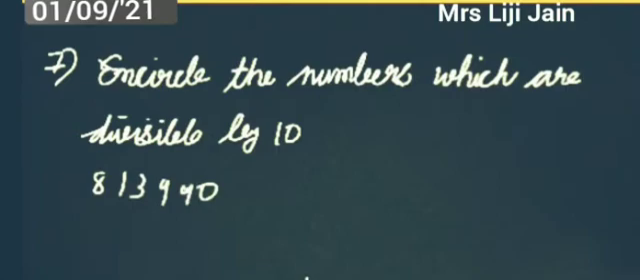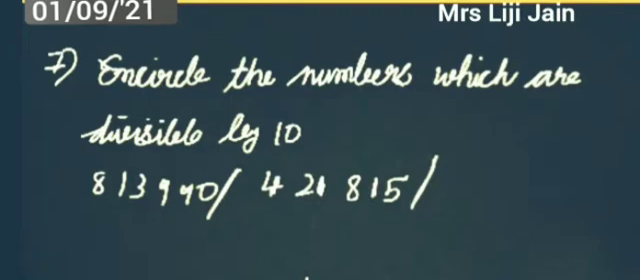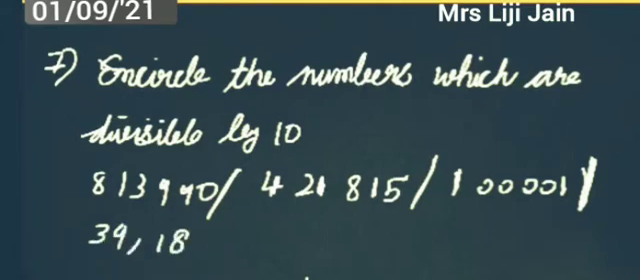8,13,990. This is the first number. Second number, 4,21,815. Third number, 1,01,000,001. And finally we have 39,18,310. These are the given numbers. Okay. For reading the numbers, better to put the commas properly. Otherwise, it will be a little bit confused.